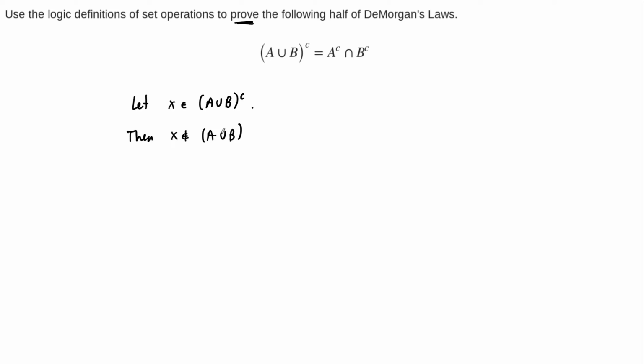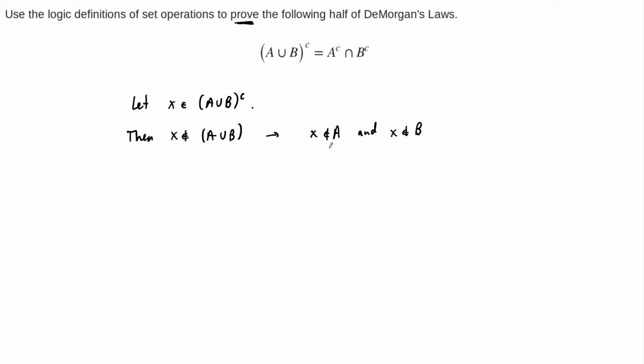So if X is not in A union B, remember the union is the collection of all elements that are either in A or in B or in both. This is the disjunction of our logic. This then implies that X is not in A and X is not in B. So it can't be in either one. If it's not in the union, then it can't be in either one of them individually. If it was in either one individually, then it would be in the union itself.